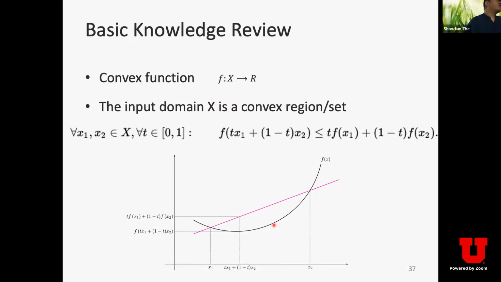x1, x2 are any points in the domain, and t is any value between 0 and 1. There's no specific restriction on the choices of t. You just specify the range. Convex means that for arbitrary choices of x1, x2 in your domain, and an arbitrary choice of t between 0 and 1, you should have this inequality satisfied. Then you can say this is a convex function. Otherwise, it's not a convex function.